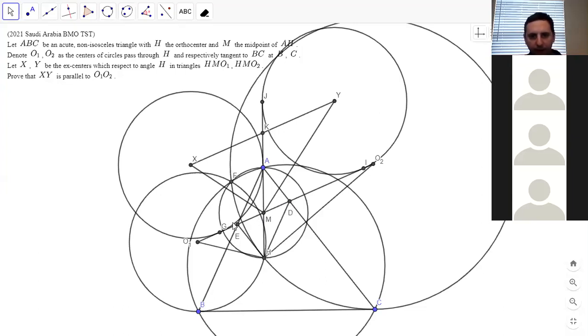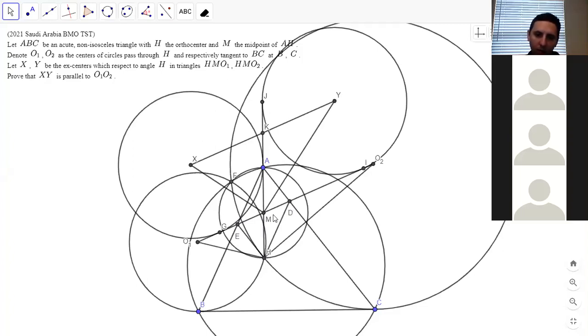So yeah, how do we show MB equals ME? Is it obvious that MB equals ME? Sorry, I think that the AEHD is parallelogram is quite obvious. But you can show step by step.